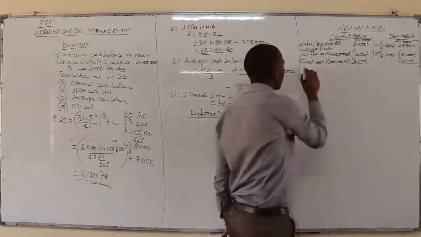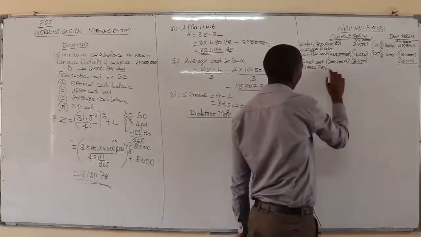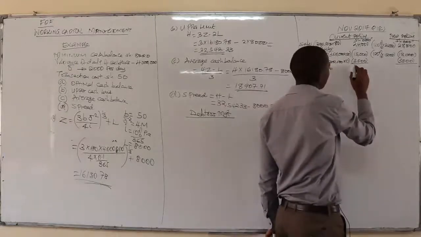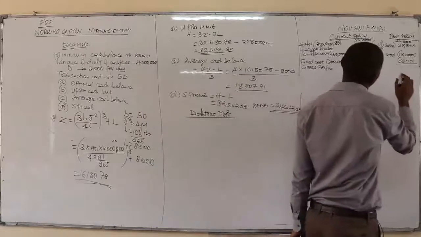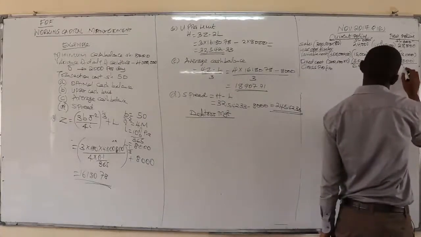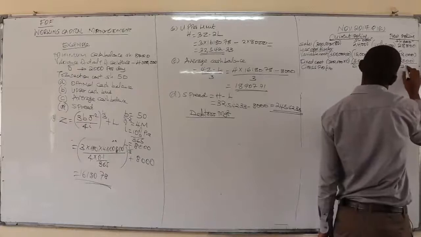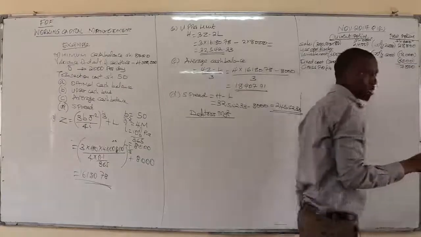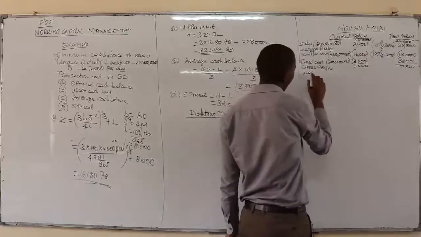So what will be our gross profit? This one is 6,000. And this one 7,800. So. Then after that, you less the expenses now.